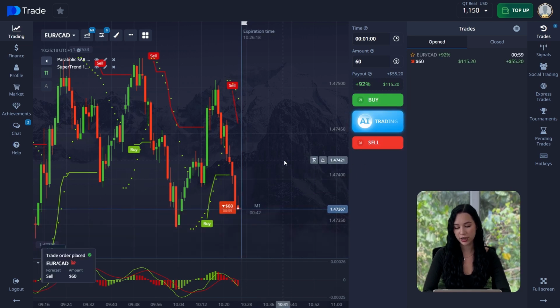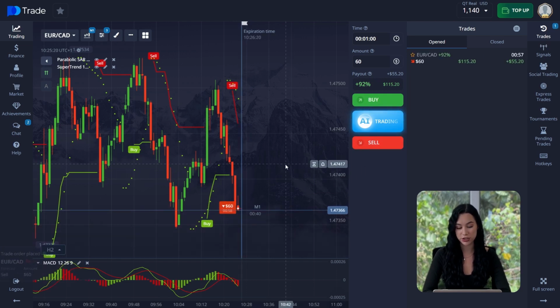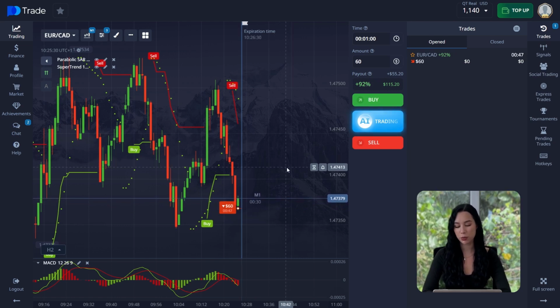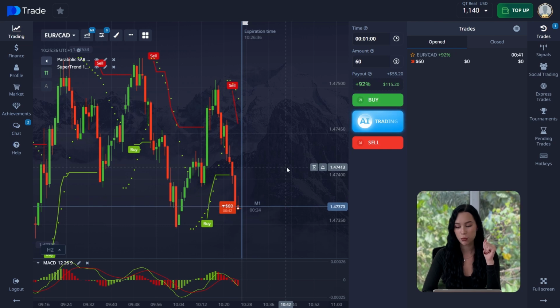We're gonna open here a sell trade for 1 minute for $60. We will start with just a small amount of money because we need to have some money on our balance for a catch-up system in case of something. But we will increase our amount of money per trade every trade, so that's how we can have more profit here and not risk a lot.